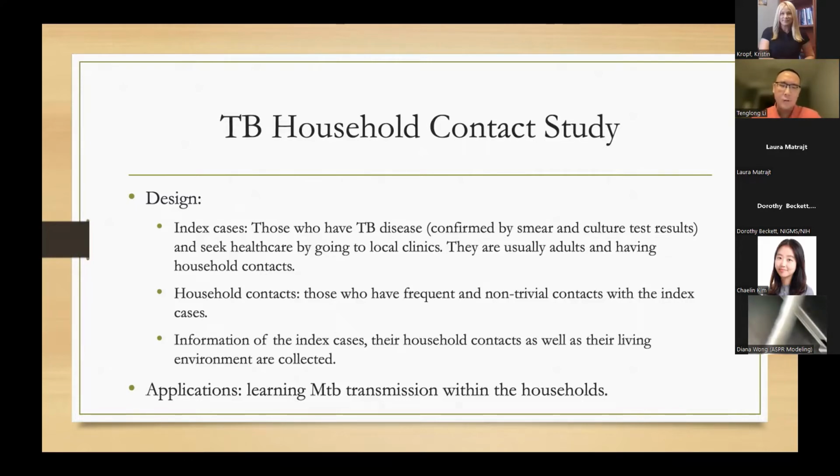And after that, the study researchers are going to collect information from the index case, from their household contacts, as well as their living environments, for example, whether their household is crowded, or how many windows their household has. So the main application of this design is that we have plausible household transmission and we have the source identified. So it's really convenient for TB researchers to learn how MTB, as the pathogen of TB, is transmitted across different household members.